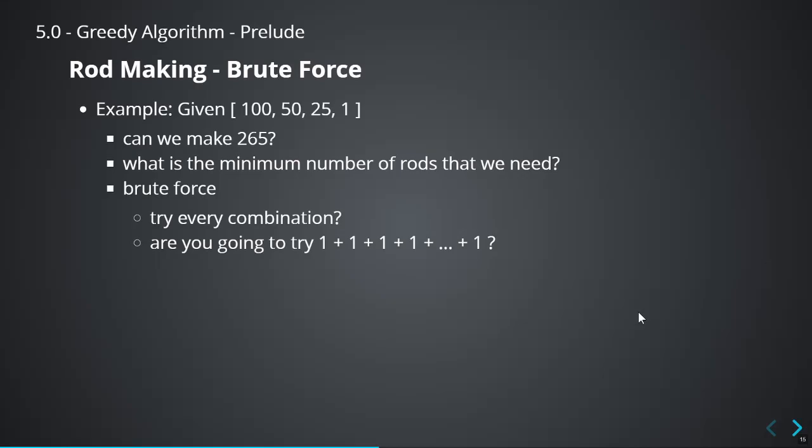Anyway, so let's not do that kind of breakdown. If you're doing brute force, what do you do? Are you going to try every single combination? So are you going to try 1 plus 1 plus 1, which just equals 3? Are you going to try 1 plus 1 plus 1 plus 1 plus 1? Are you going to pick 1 and then try every combination of different numbers of 1s? You're not, right? Because you need 265 1s. So if you've got 1s in there, you're not going to try less than 265 if it's all 1s. That's what I mean by all possible combinations.